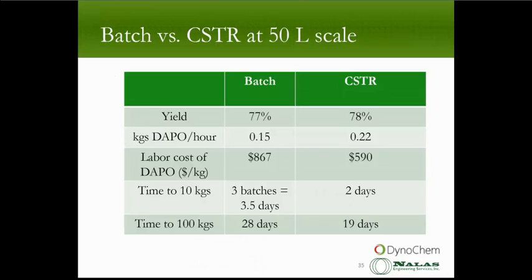This table compares the batch and CSTR processes at the 50-liter scale. Though the yields are similar, the throughput in the CSTR process is much higher. Since the throughput is so much higher, the cost per kilogram of DAPO will be much lower in the CSTR process. When making 10 kilograms of DAPO using the batch process, it will take 3 batches, or 3.5 days. With the CSTR process, it will only take 2 days. As we produce more material, we will save even more time using the CSTR process over the batch process.